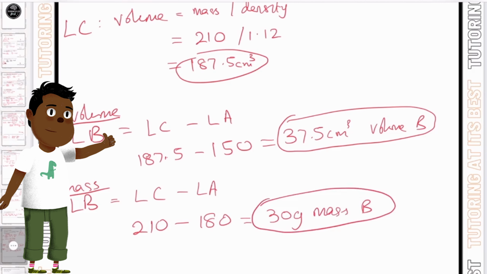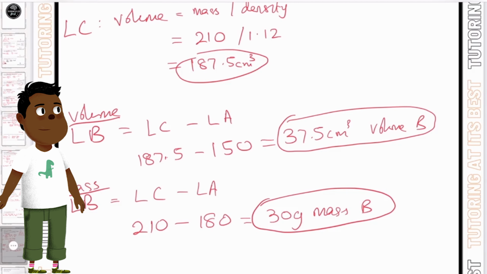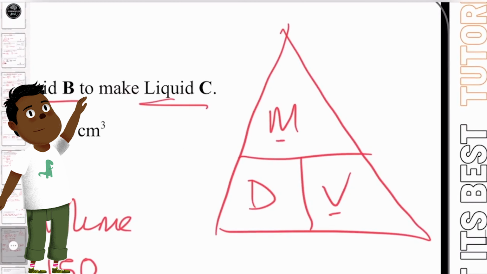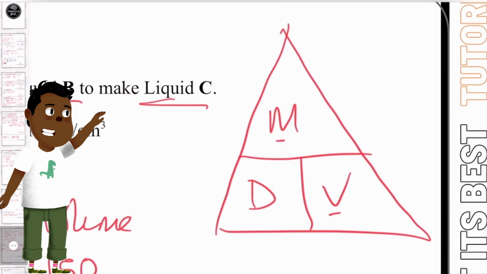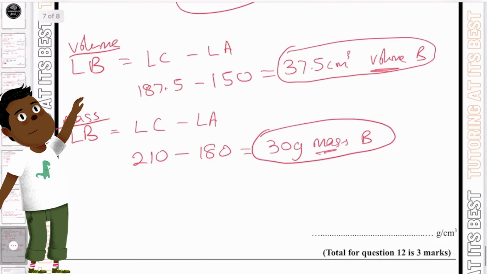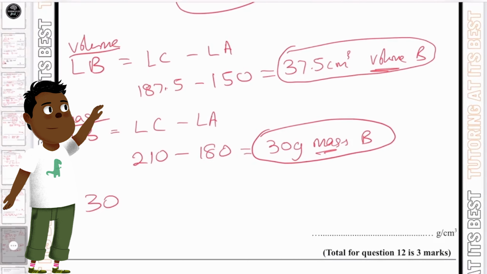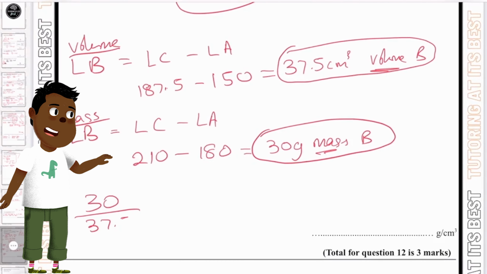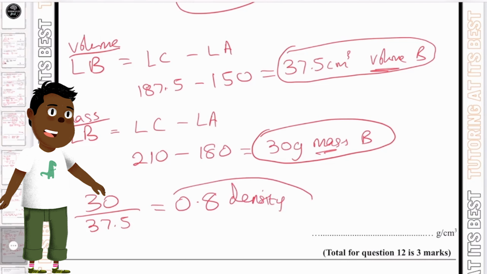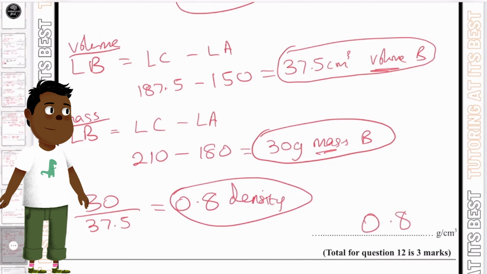So now all we need to simply do is use our formula because we have our volume and our mass. So again, if we have the volume and the mass, we know it's going to be mass divided by volume to get our density. So we'll take our mass, divide it by our volume, and that would give us 0.8, which is then our density. And that is our answer.